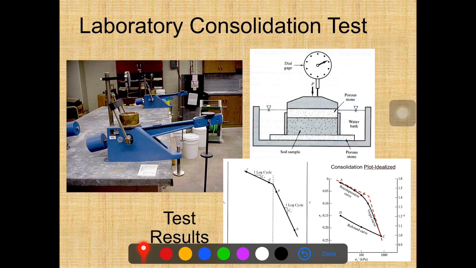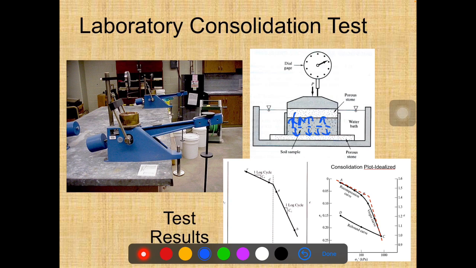Okay, the next laboratory consolidation test is the odometer test. This is what we usually do. So this is your specimen, with porous stone on top and bottom, because you want two-way drainage. So the water is expelled out to the top and also to the bottom.